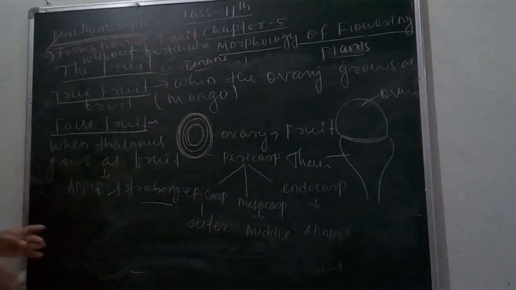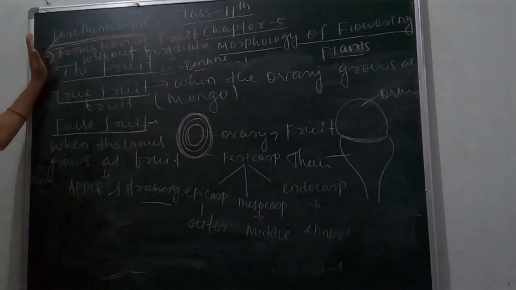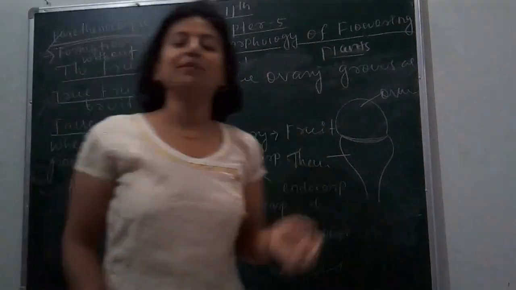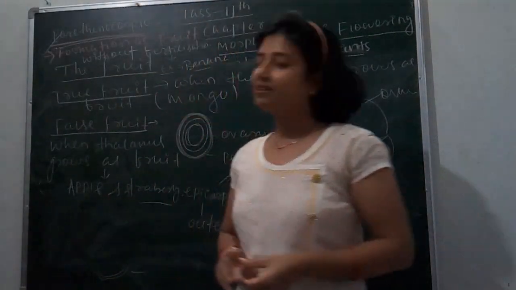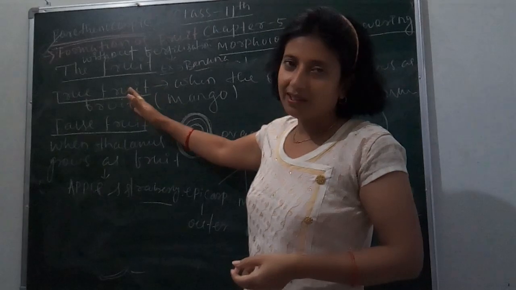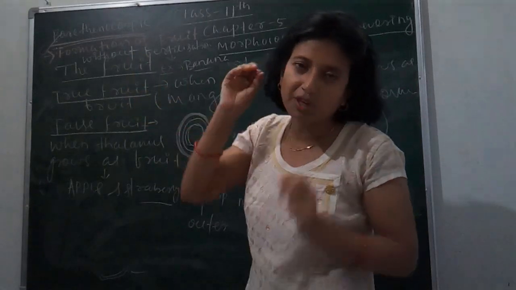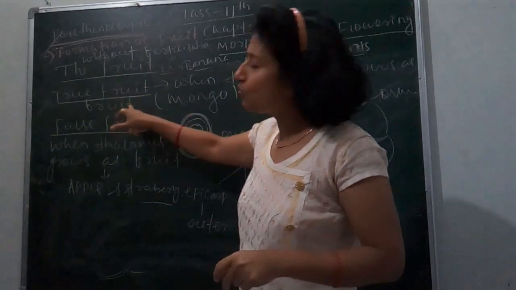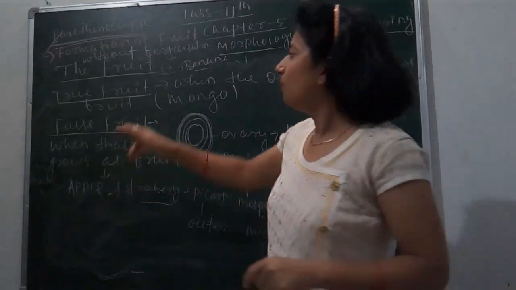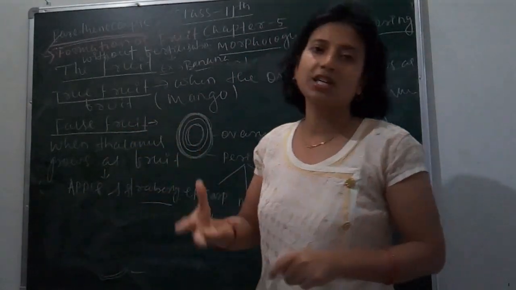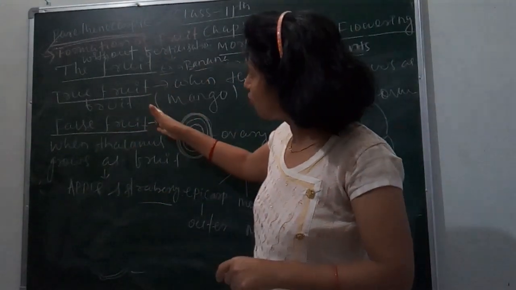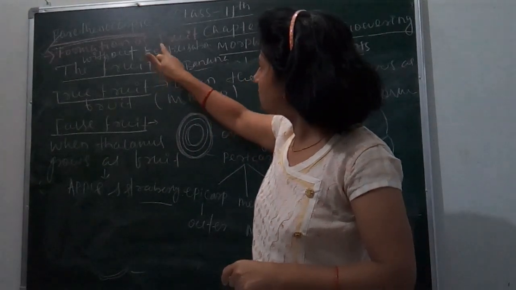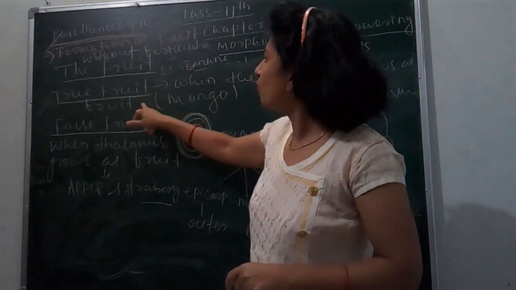You should remember: parthenocarpic, in which fruit formation occurs but no fertilization. True fruit, where the ovary grows as fruit. False fruit, where the thalamus grows as fruit. And you should also remember the examples: parthenocarpic banana, true fruit mango, false fruit apple and strawberry, as they grow from their thalamus.